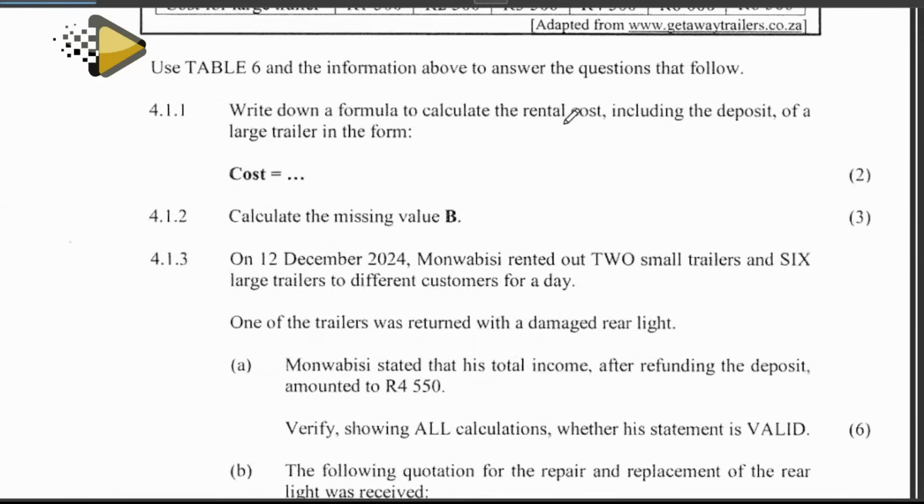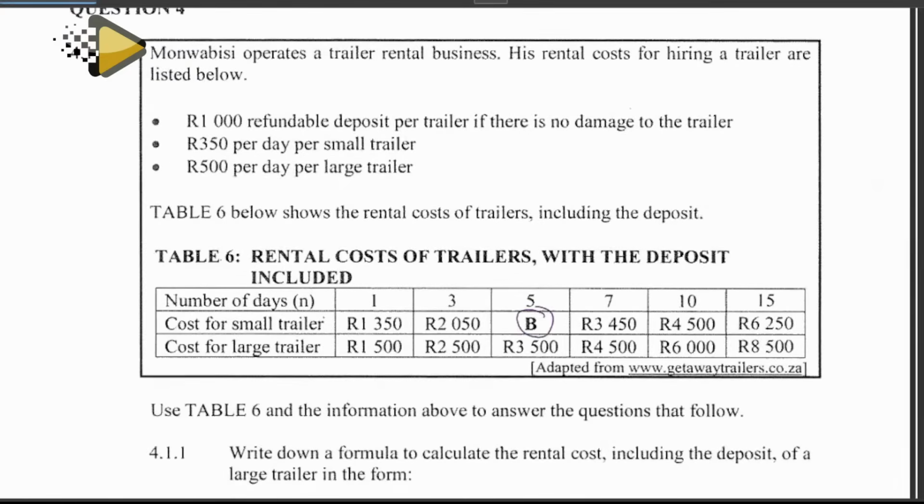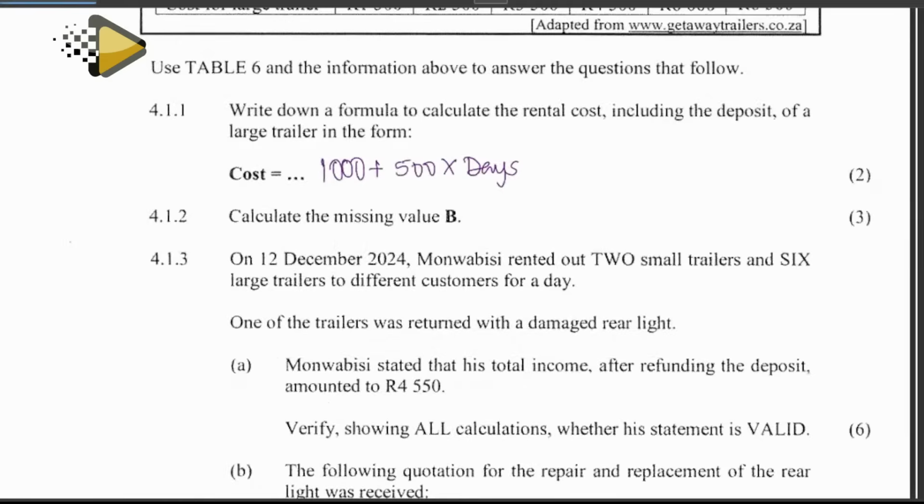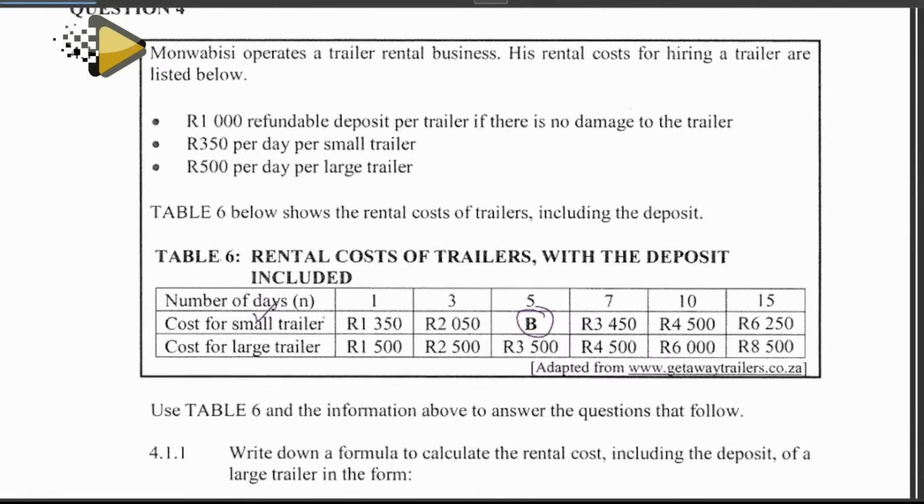Okay, that is it. So we look at question number 1. Write down the formula to calculate the rental cost, including deposit, for a large trailer. First and foremost, including deposit. What are you going to say? 1,000 is the deposit, plus 500 times the number of what? Days. Not trailers, but number of days. Calculate the missing value of B. When you look at our table here, B is under small. So what could it be? They are telling us it's 1,000 plus 350 times the number of days, which were 5.